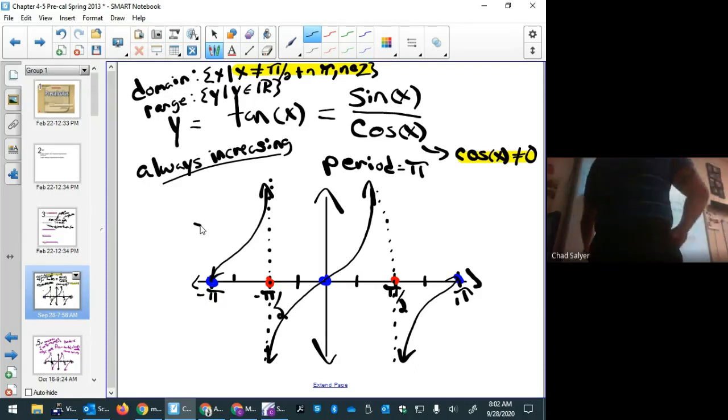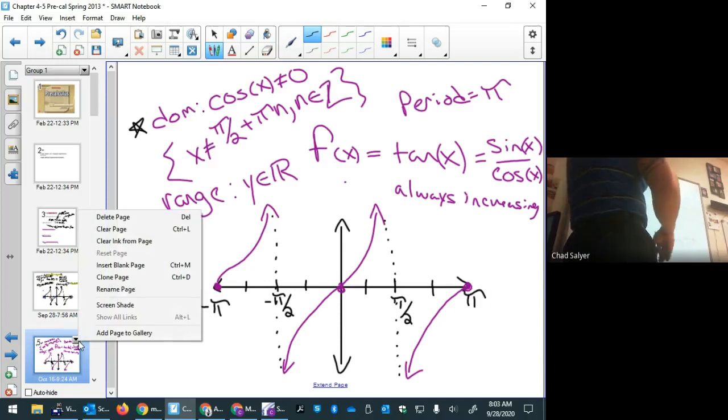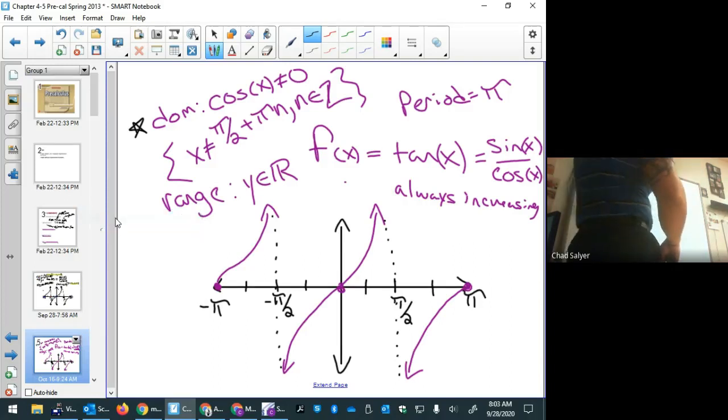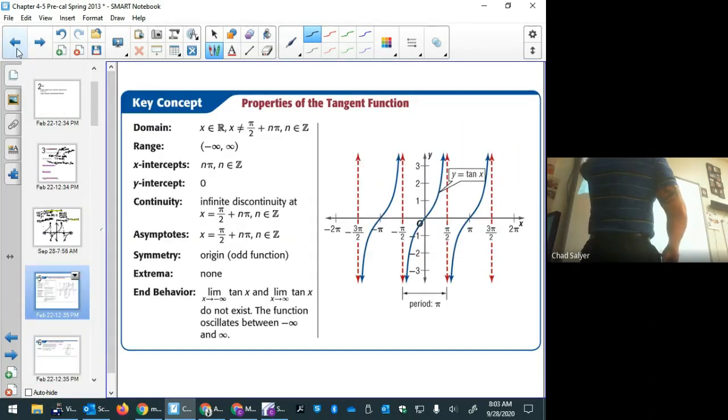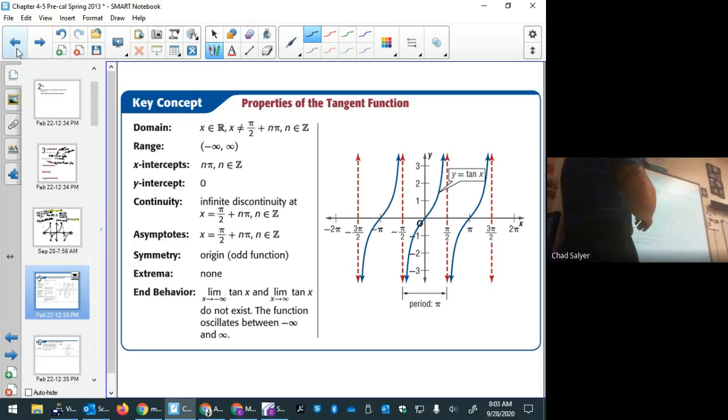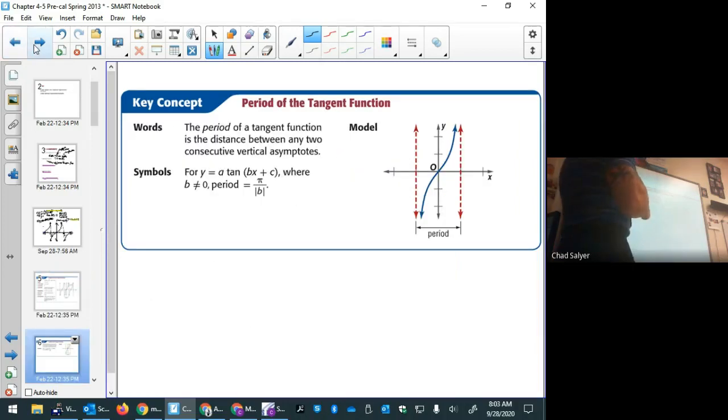All right, this is just the same thing, so I'll delete it. That way we don't have a redundancy in the notes. So this is the properties of the tangent function. Nothing apart from what you've already written down is necessary. Know that it's in your book, and if you need to see it, feel free to look. This is several periods, 3 periods instead of 2. The period is the distance between two asymptotes, which is pi, as I mentioned.